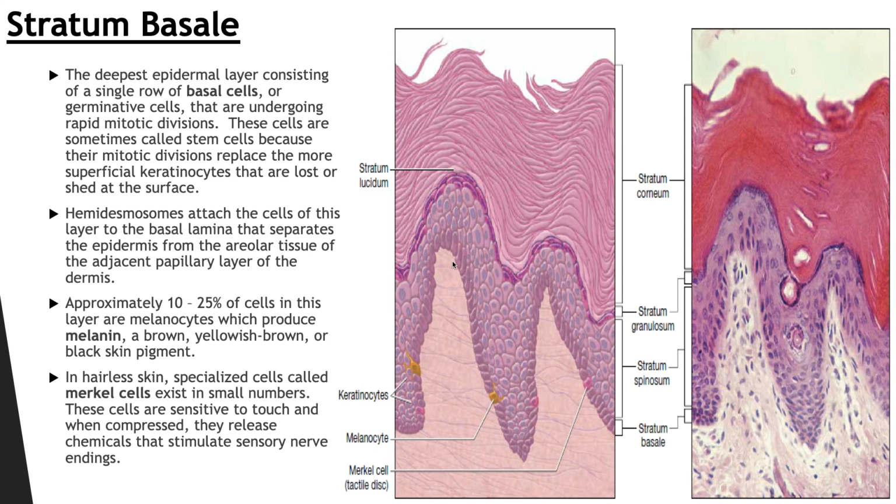So you have about 10 to 25% of these cells that contain melanocytes, which produce melanin. That helps to give skin its pigmentation. And in hairless skin, you have specialized cells called Merkel cells, which exist in some small numbers. And these are sensitive to touch when compressed, and they also release chemicals that can stimulate some sensory nerve endings.